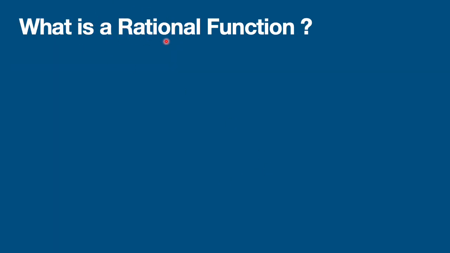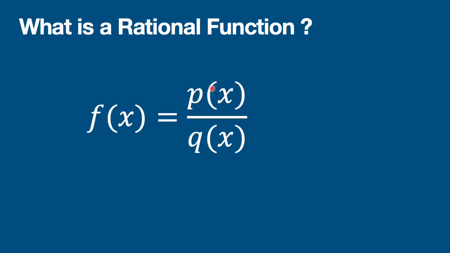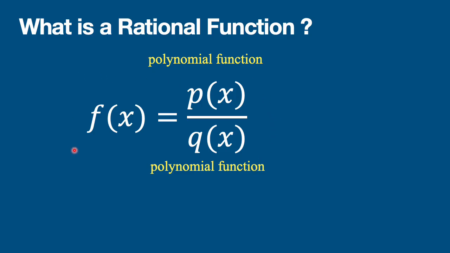First, what is a rational function? The first one is f of x equals p of x over q of x. The numerator is a polynomial function, and the denominator is a polynomial function. This form we say is a rational function. But when you're talking about rational functions, you have to keep in mind the denominator cannot be zero. You cannot forget it. The denominator cannot be zero. That decides a lot of things about rational functions.